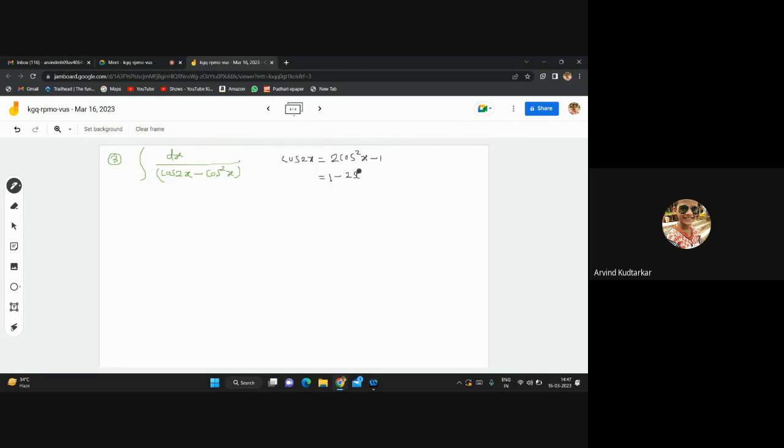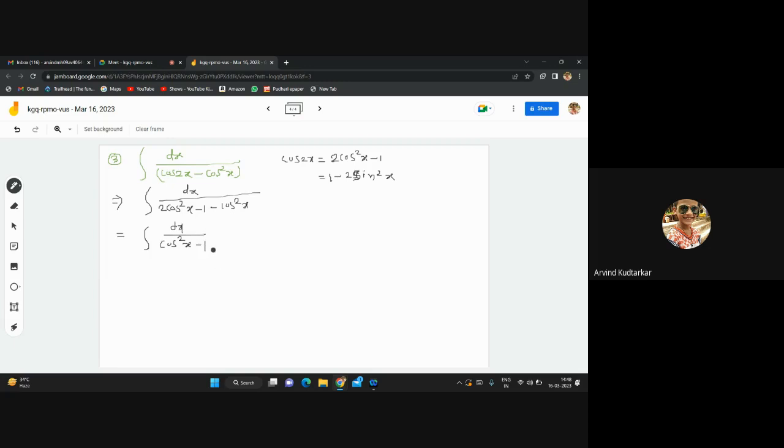So dx upon cos 2x, which is 2 cos² x minus 1, minus cos² x. That is equal to integration of dx upon, minus cos² x, 2 cos² x means cos² x. So what are you getting? dx upon cos² x minus 1. Yes, you will get cos² x minus 1.